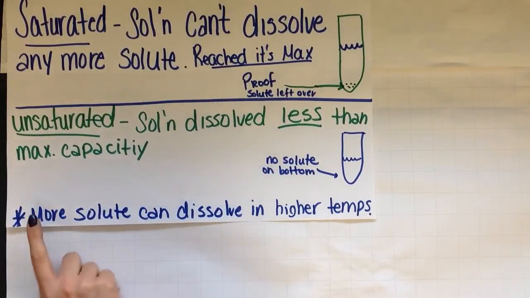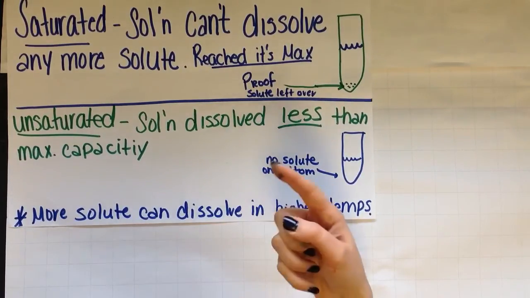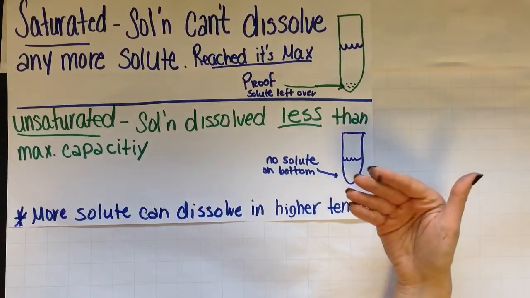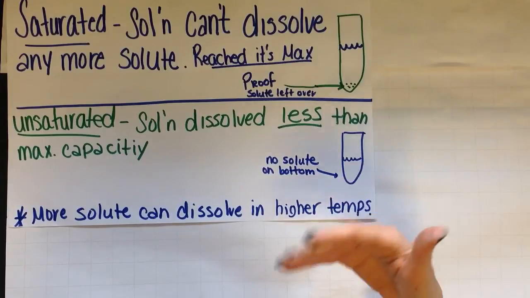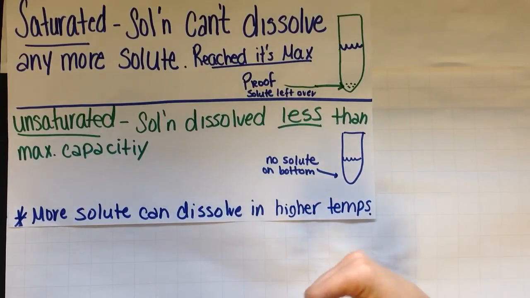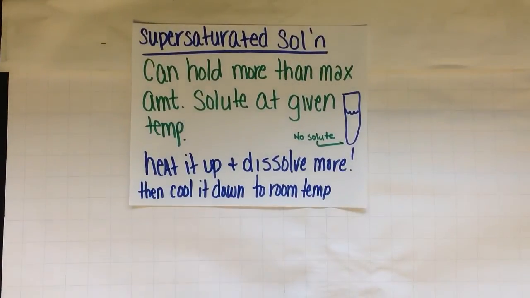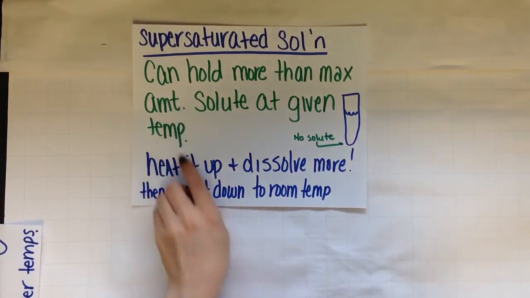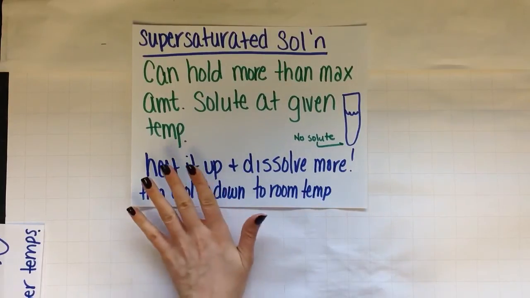Okay? Another good rule to know in general with solutions is if you want more solute to dissolve, you can actually raise the temperature and more will dissolve. So a solute's dissolving capacity depends on temperature. The higher the temperature, the more can dissolve. Okay? So how about a supersaturated solution? Well, a supersaturated solution can hold more than the maximum amount of solute at a given temperature. But here's the thing, in order to do that, you have to heat it up, dissolve more in there, and then cool it back down to room temperature.